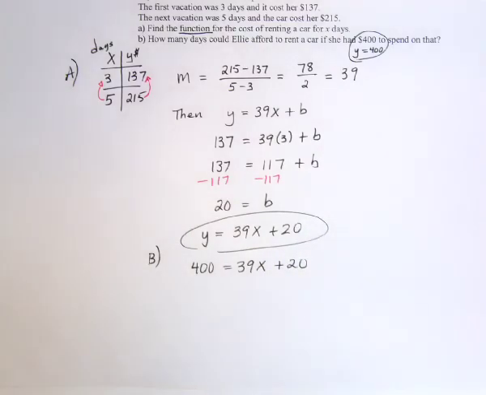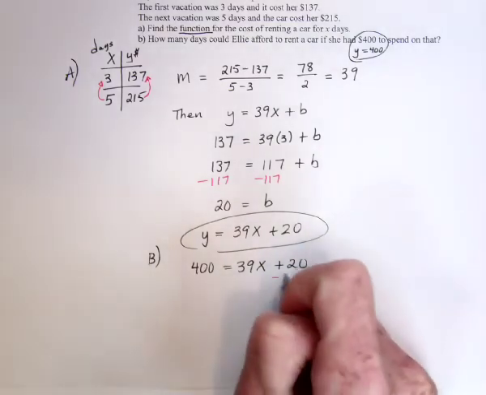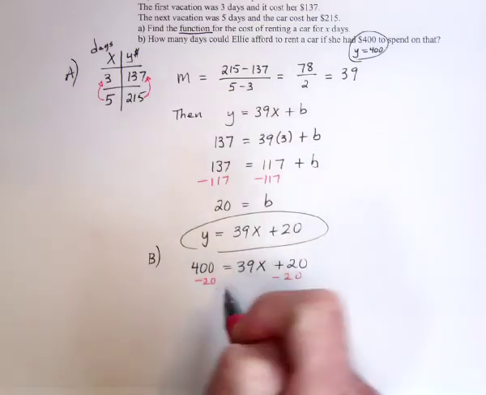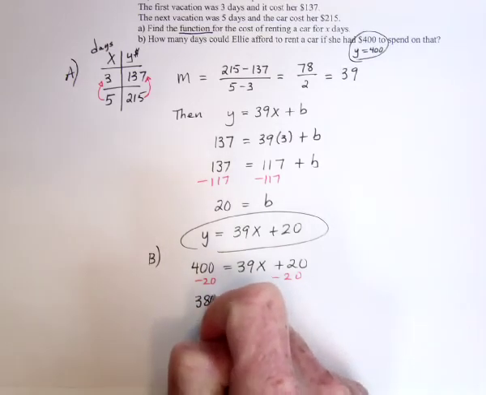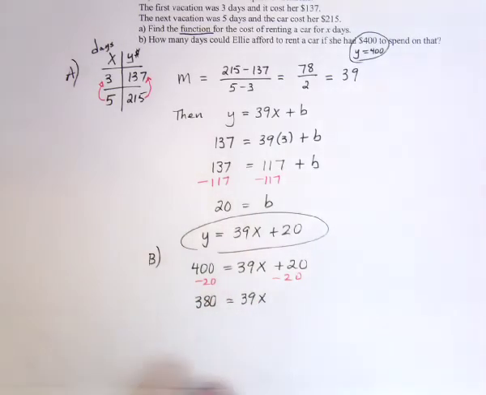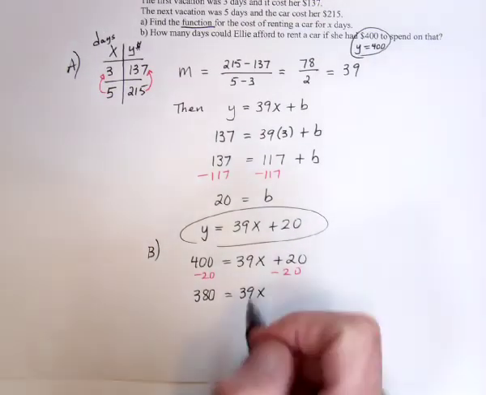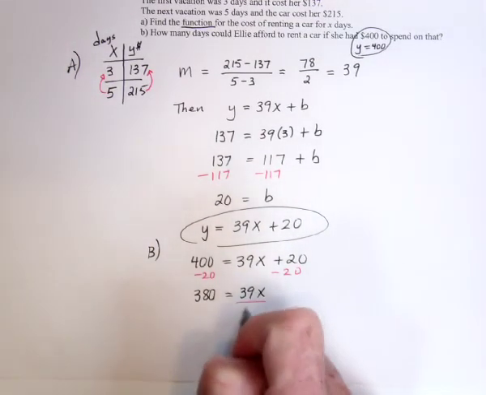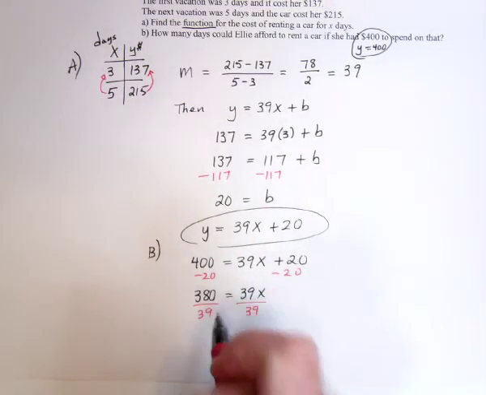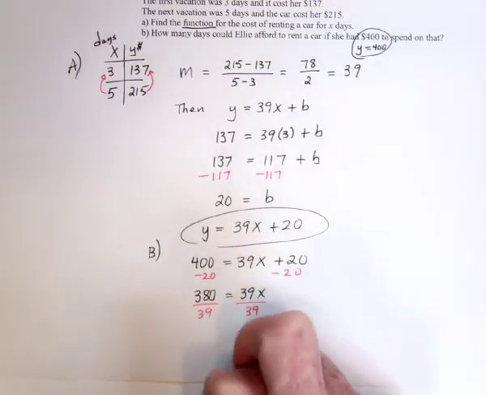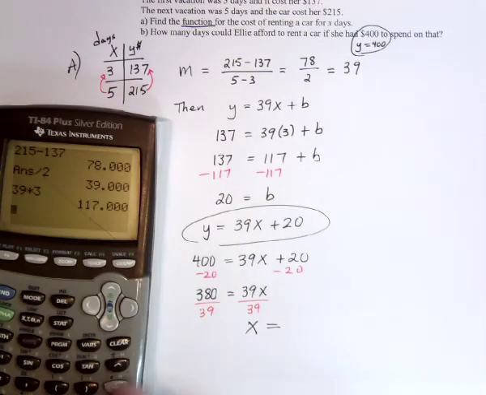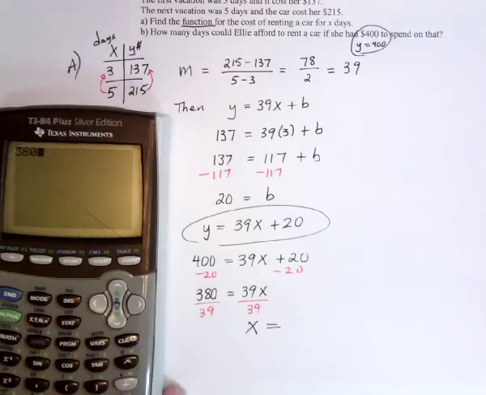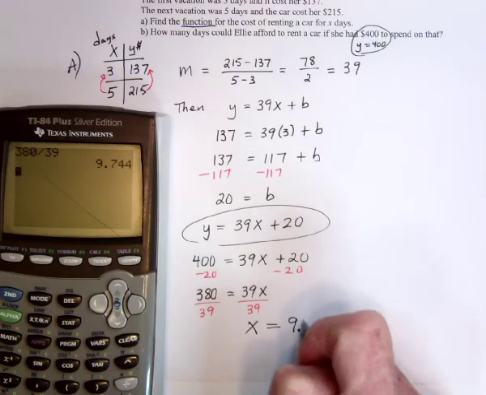And then we have two steps of algebra. One is subtract $20, or the 20 from both sides, leaving 380. And then divide both sides by 39. And that's going to be x equals 380 divided by 39, 9.744.